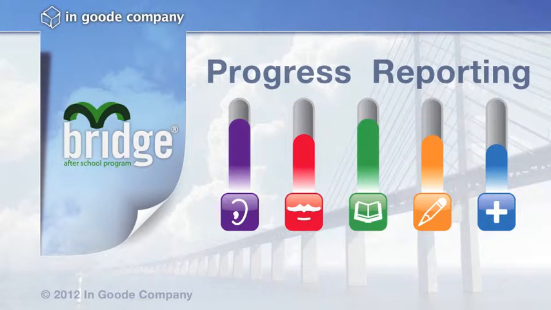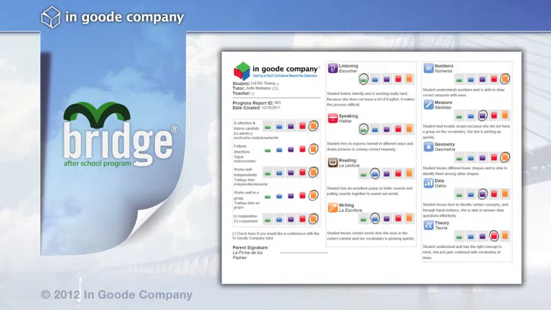areas that we cover. Our progress reports cover 5 main areas: listening, speaking, reading, writing, and mathematics. We also cover student behavior on the progress report as well. The progress of a student can be broken into 5 levels of proficiency shown on this progress report.